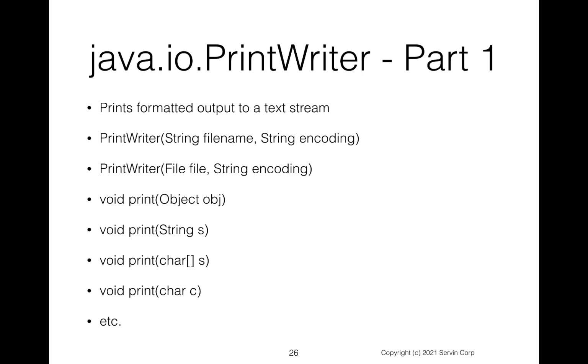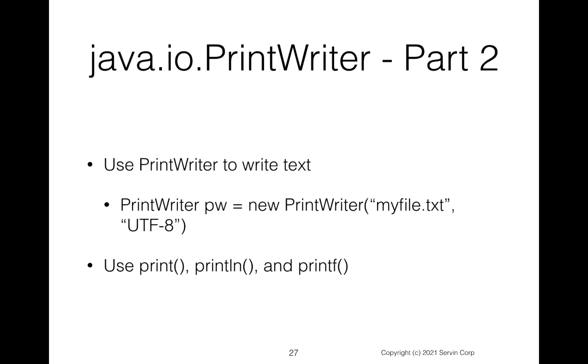So here, the key class we're going to use is PrintWriter, java.io.PrintWriter. This prints formatted output as a text stream. And so we can basically create an instance of a PrintWriter, and when we give it a file so it can create that, we can do things like print all kinds of different things, and of course it will appear in text format.